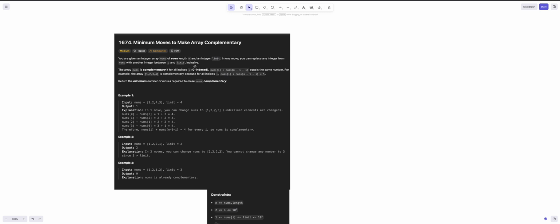So, we are technically given an array of nums. Every nums array that we receive will be of even length. That means the array size will always be an even number like 2, 4, 6, 8 or something. And then one more integer, which is a limit. So in one move, we can replace any integer from nums with another integer between 1 and the limit inclusive.